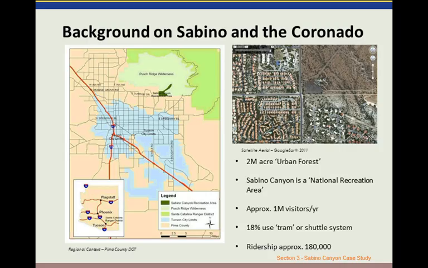high-use recreation site. You can see it in the dark green there, cherry-stemming into the Pusch Ridge Wilderness. That little green area gets about 1 million visitors a year, 18% of whom use the on-site transportation system. It's been in operation since about the 1970s, when the road in the canyon was closed to private vehicles because of resource damage concerns. And 18% is very high usage for non-mandatory transit systems on public lands. Numbers generally tend to be closer to 5 to 6% for non-mandatory systems.